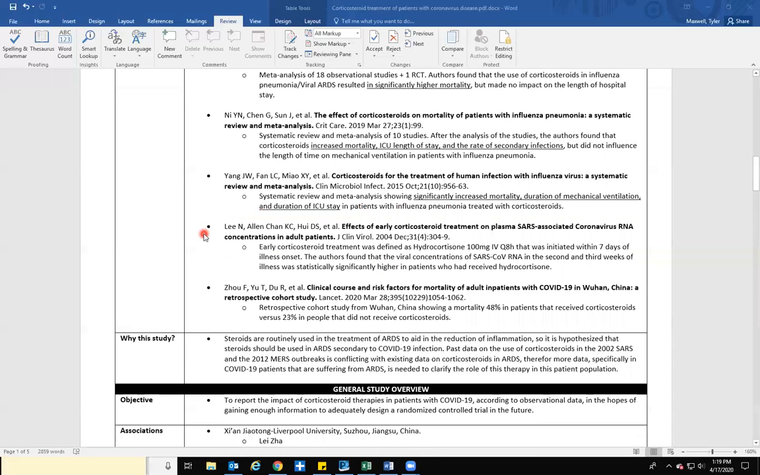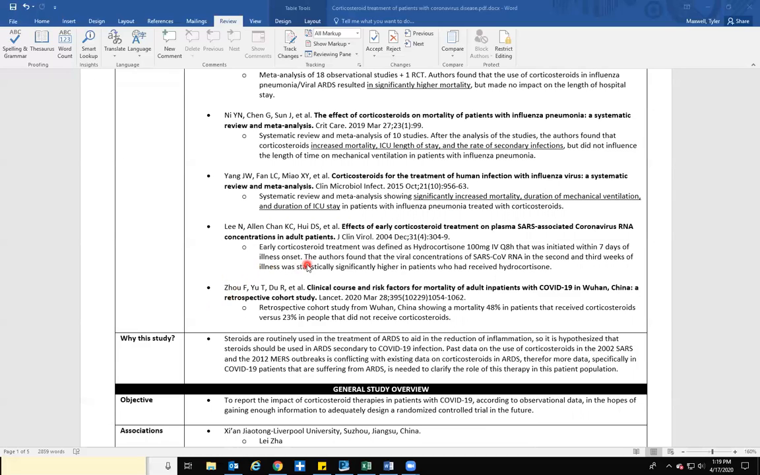Some of the other studies that I found, this next study was looking at the effects of corticosteroid treatment on plasma viral concentrations. This did not look at the current coronavirus, but was actually looking at the SARS from 2002. Now the SARS from 2002 and the SARS that we currently have are about 70% related genetically. So there are quite a bit of similarities between those viruses.